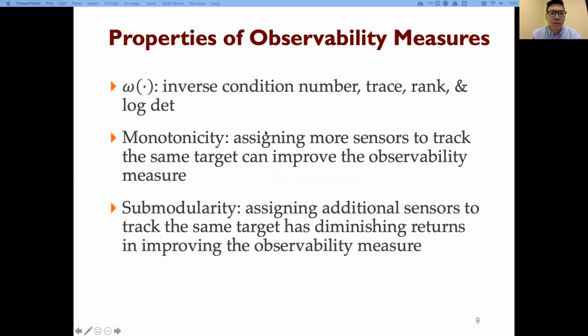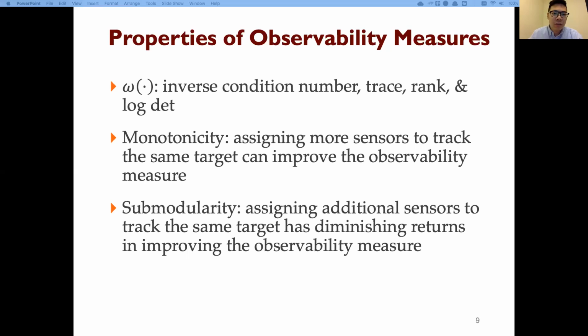So the first one is the monotonicity, which means assigning more sensors to track the same target can improve the observability measure of the target. The second property is the submodularity, which denotes that assigning additional sensors to track the same target has diminishing returns in increasing the value of the observability measure. So why do we care about these two properties? Because if the observability measure is monotone and submodular, there exists a very simple and efficient algorithm to optimize it.